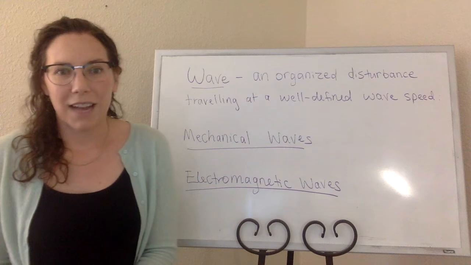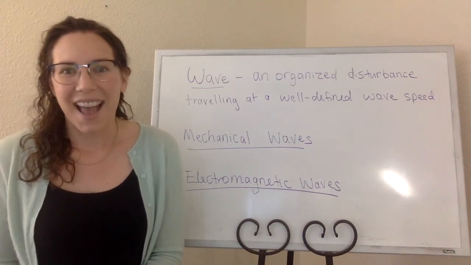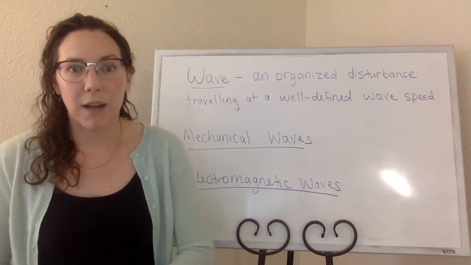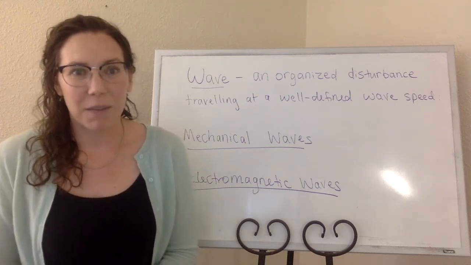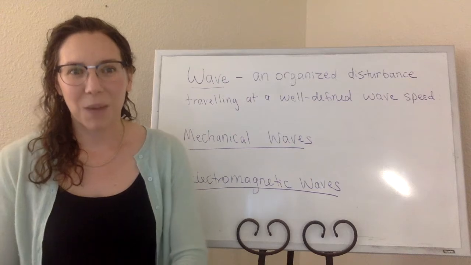Electromagnetic waves, on the other hand, are created by oscillating electric and magnetic fields, and they do not require a medium to propagate. So they can travel through a vacuum. And this is important because that's how we get energy from the sun. So in this section, we're going to focus on mechanical waves.